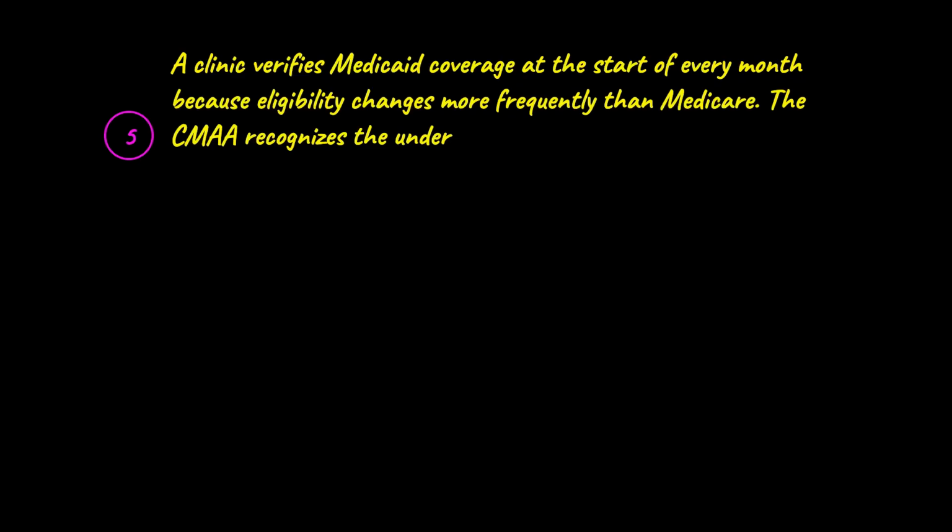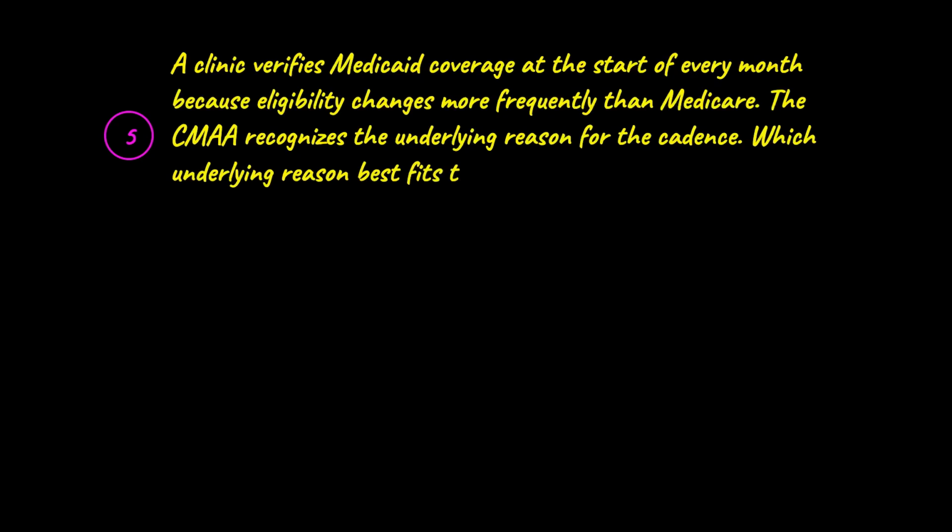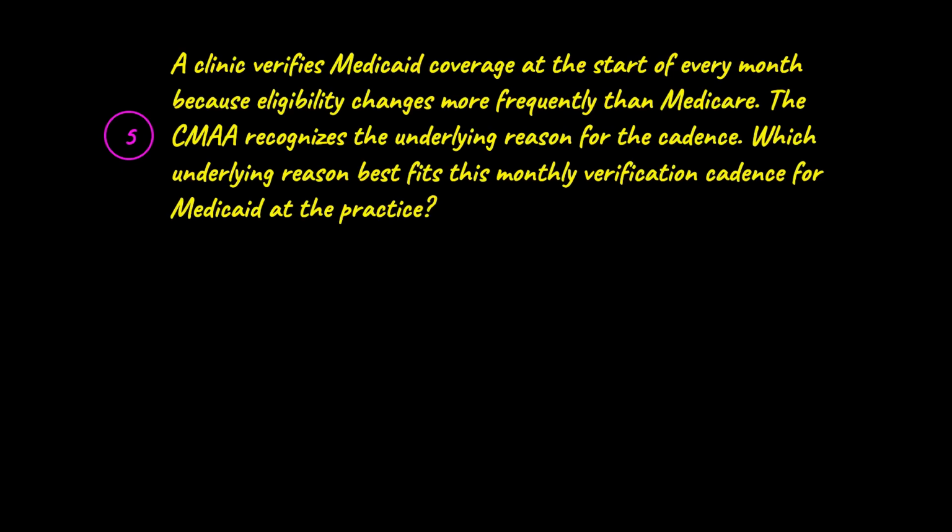Question 5. A clinic verifies Medicaid coverage at the start of every month because eligibility changes more frequently than Medicare. The CMAA recognizes the underlying reason for the cadence. Which underlying reason best fits this monthly verification cadence for Medicaid at the practice?